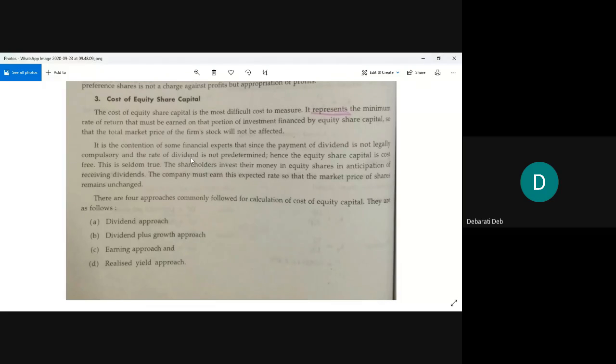So it is quite a tedious job, but our job is not to derive the formula because it has already been derived and throughout the ages it is being used, but we have to learn those things. There are four approaches.